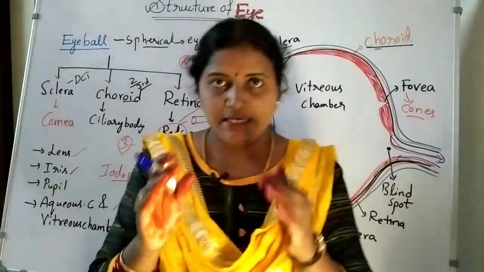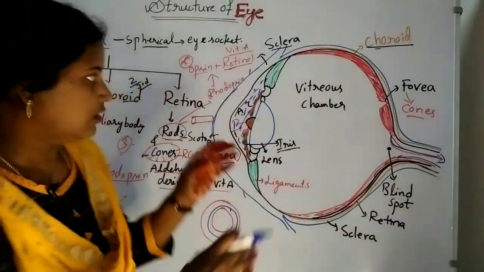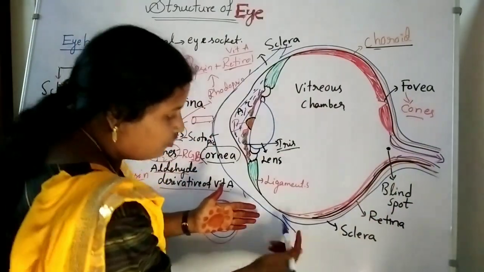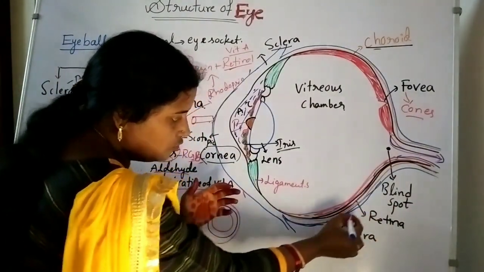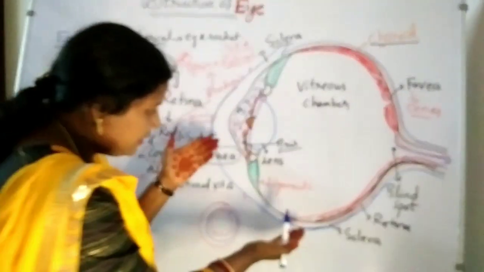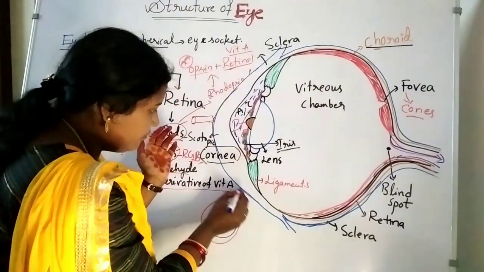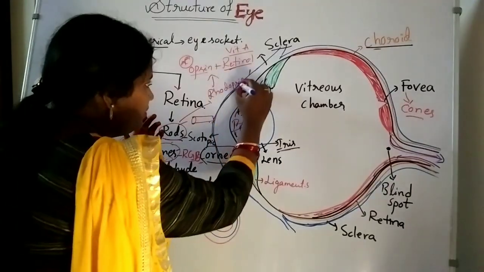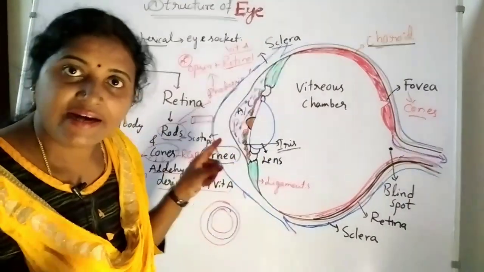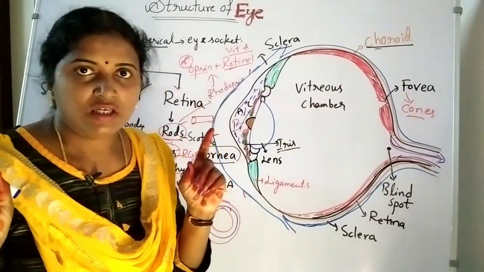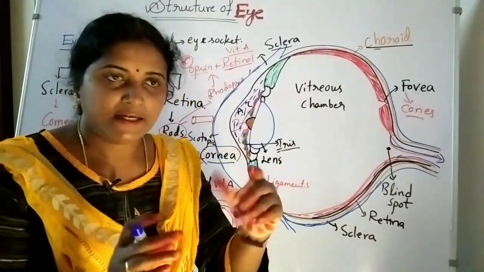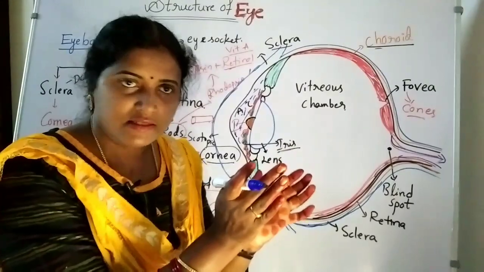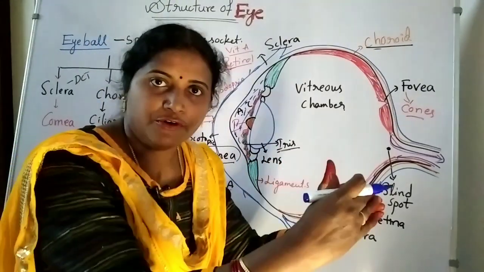So first one, sclera. This is the sclera, the external outermost layer, and it continues anteriorly and forms the cornea. Listen carefully. The sclera is like this, so it is moving forward.